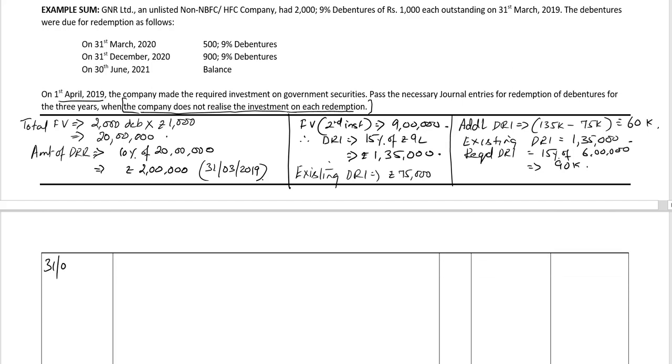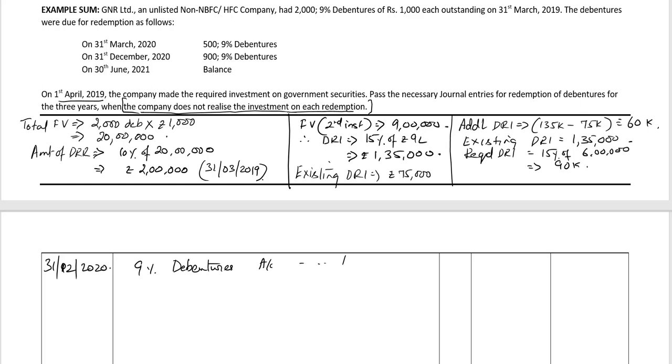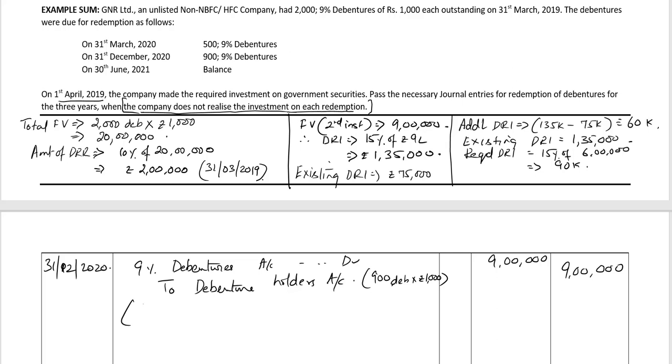We'll go on to make the redemption due. 9% debentures account debit, to debenture holders account. Face value of the second installment to be redeemed: 900 debentures multiplied by ₹1,000 per debenture comes up to 9 lakh rupees. Amount due to debenture holders.